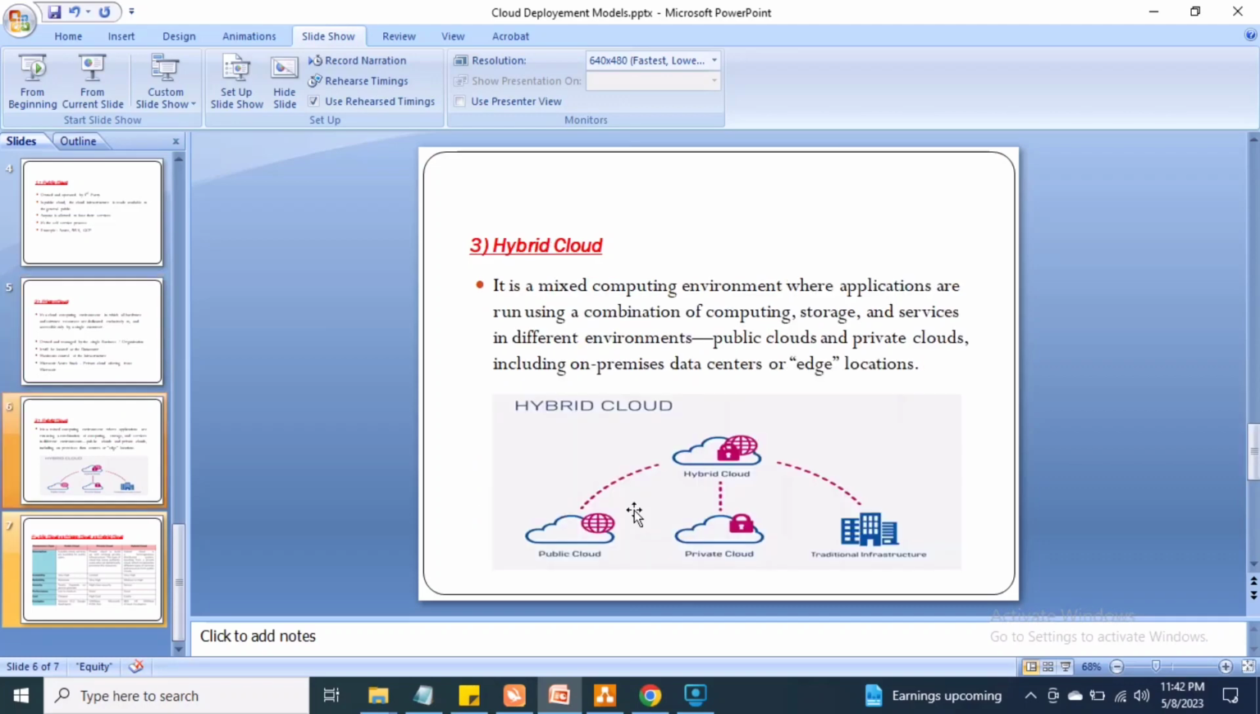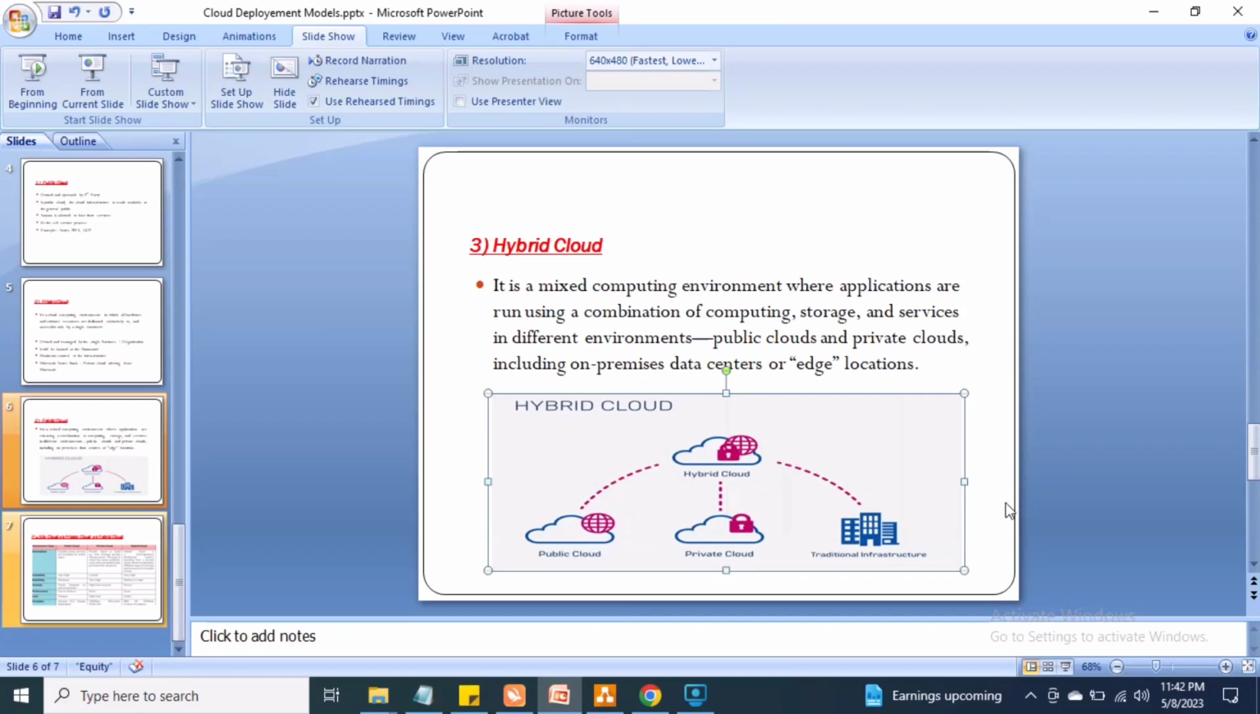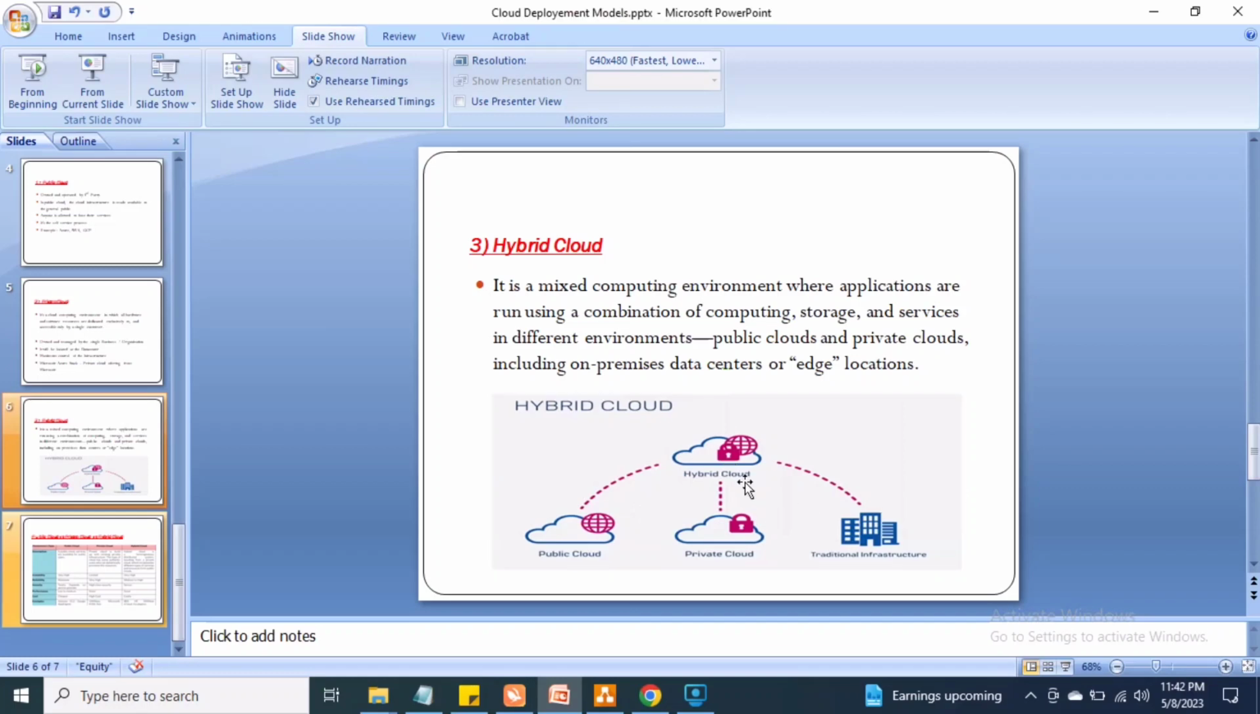Next, we will be discussing the hybrid one. So what is hybrid cloud? Hybrid cloud is a mixed environment of private and public. You can see that in this particular picture. The hybrid cloud is basically a mixture of private and public cloud, also some sort of traditional infrastructure. So all three of them come into the hybrid cloud. It means if any company wishes to keep some services in public cloud, some services in private, and some services in the traditional infrastructure.